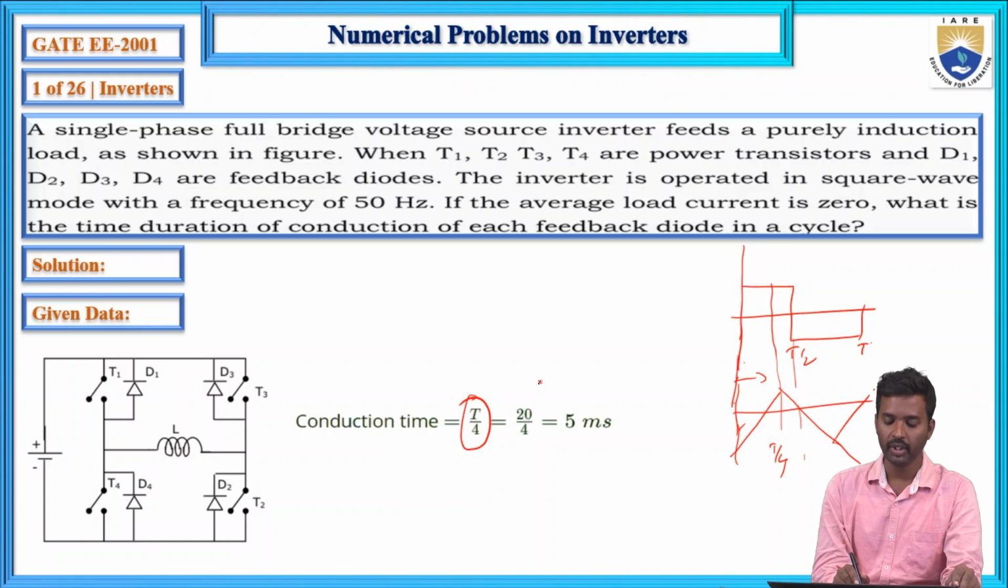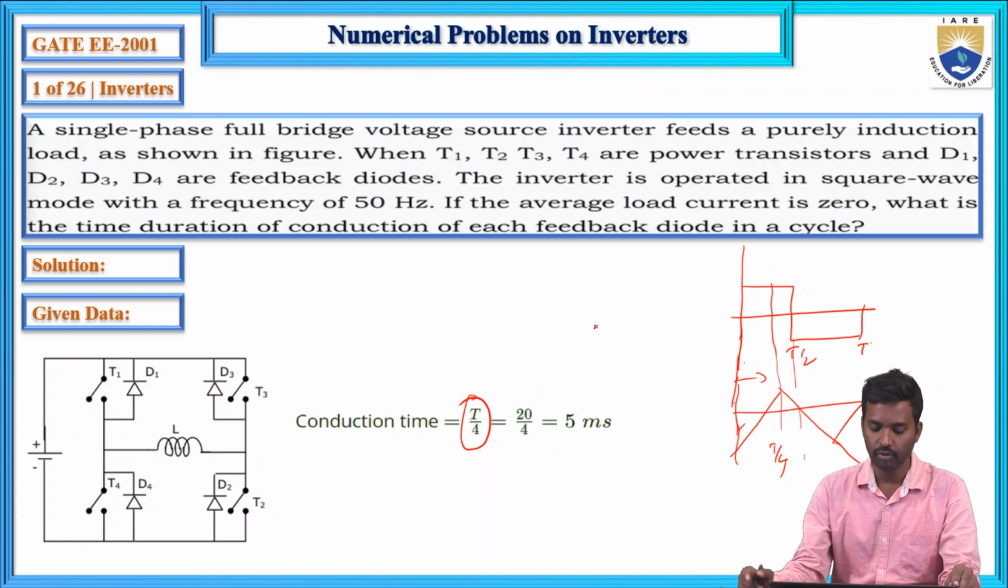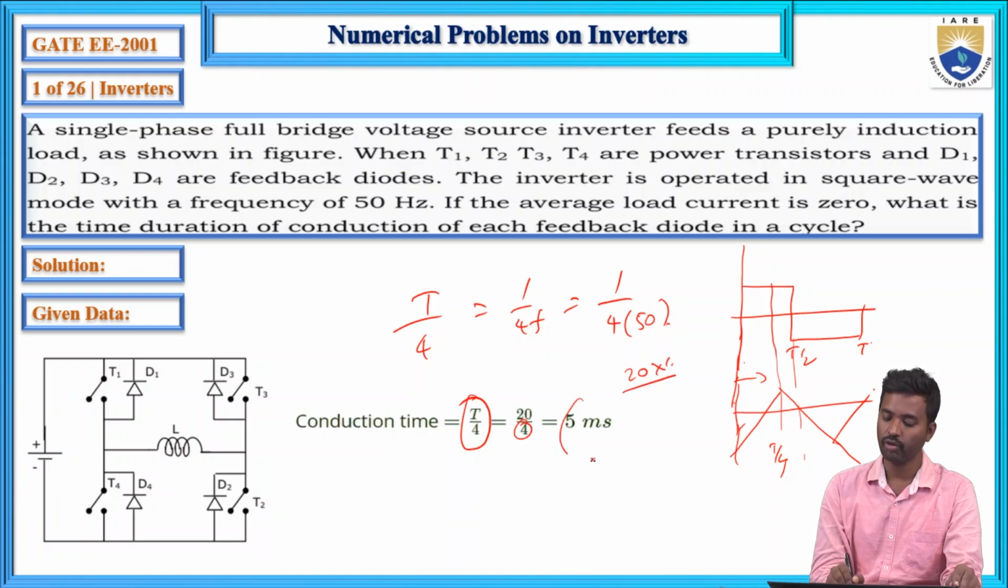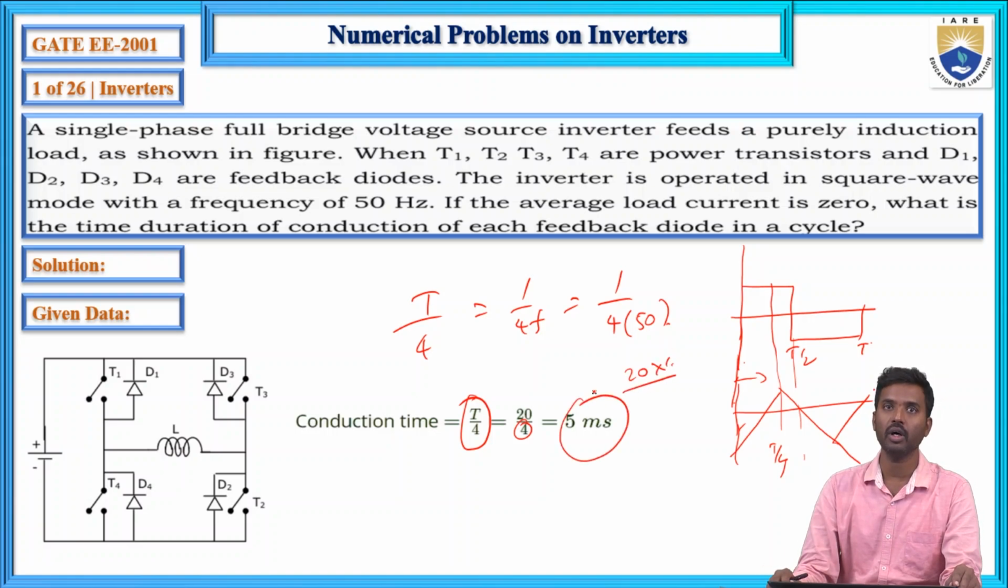Here T by 4 means, with T equal to 1 by 50, T by 4 equals 1 by 4f, that equals 1 by 4 into 50. That means 20 into 10 power minus 3, so 5 milliseconds is your answer.